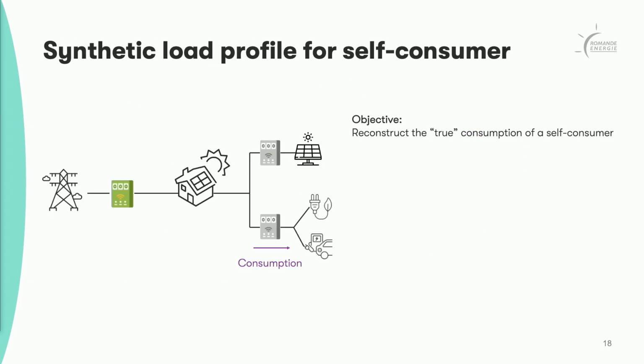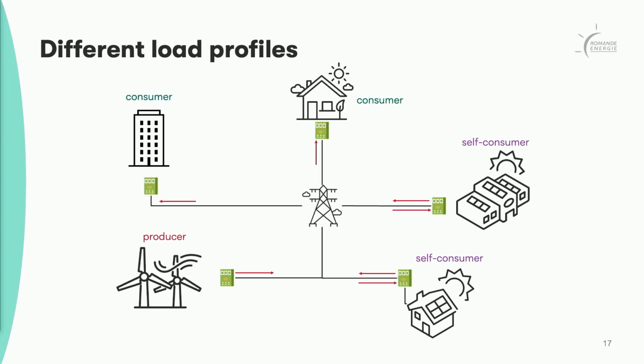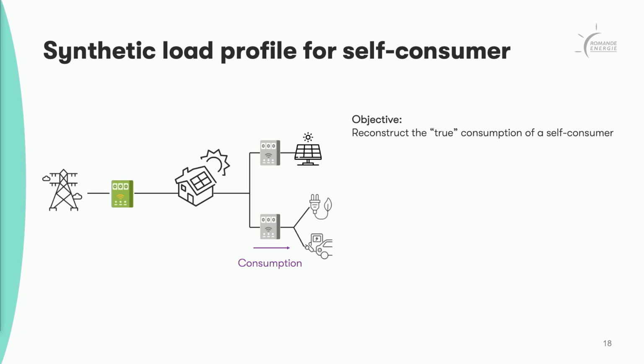So as I said, we have the consumer, but we also have the self-consumer. Basically, it's the individual house where the owner decides to put some PV panels on top of it, and therefore they are using the PV generation to consume on this part. Our objective here is to reconstruct the true consumption of the self-consumer.